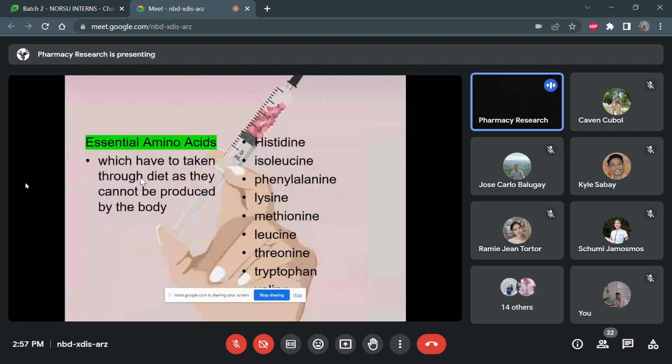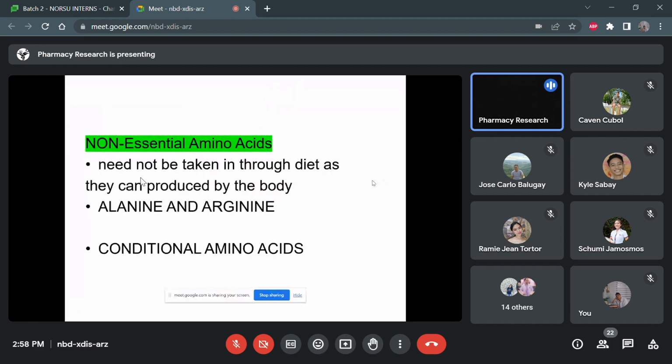So, nga itawag siya og essential amino acids, it is because it must have to taken through diet since dili makaproduce ang ato ang own body. So, mao na tong ang example is the histidine, isoleucine, phenylalanine, lysine, methionine, leucine, tryptophan, and valine. PVT, timhol. Non-essential amino acids since non-essential lang yun siya because you don't need nga mo take through diet since our body can produce by the body. So most common is the alanine and arginine.